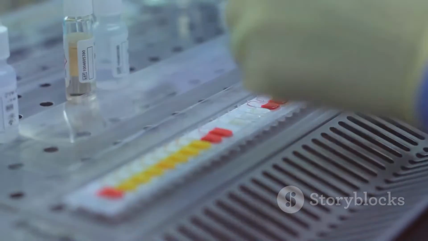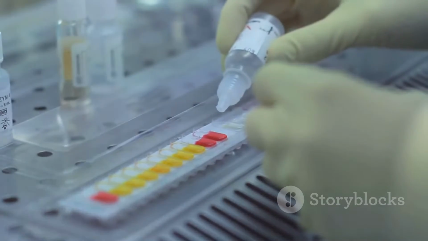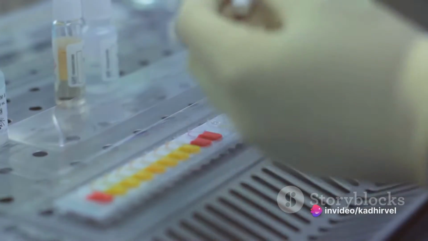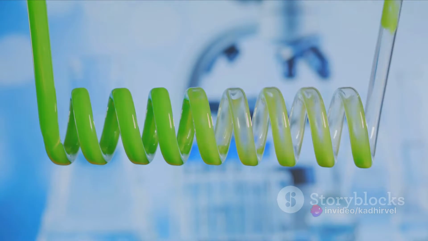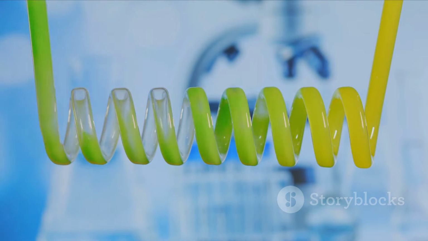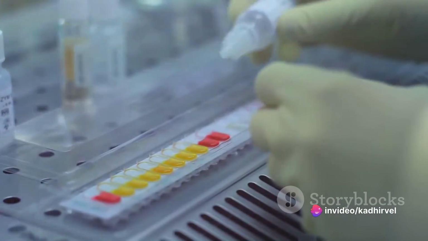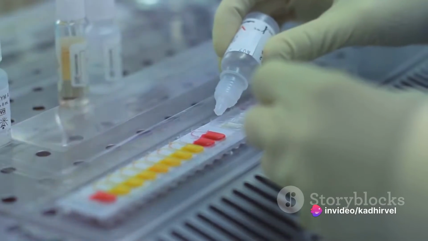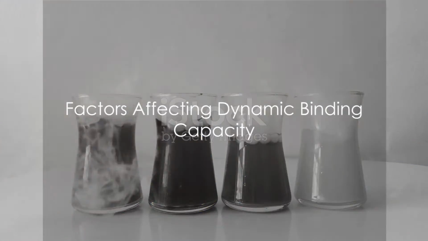It refers to the maximum amount of solute, or target molecule, that a chromatography column can hold while still achieving acceptable purity and yield. Now let's delve into what exactly DBC is. Dynamic binding capacity is defined as the maximum amount of solute that binds to the chromatography resin under dynamic conditions. These dynamic conditions refer to the flow of the mobile phase through the column during the loading, washing, and elution steps.